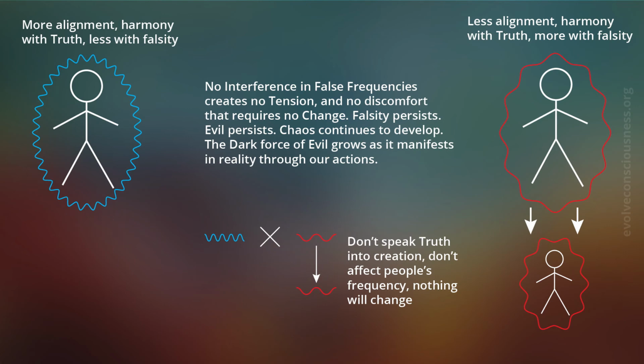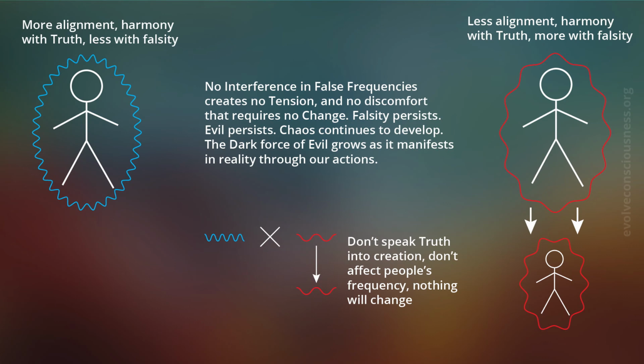So in order for change to happen, there is a necessity for the conflict between truth and falsity that inherently produces cognitive dissonance and the discomfort, the tension, the pressure, the interference, the conflict, the friction. So if you don't speak, none of that's going to happen, and nothing's going to change in another person's consciousness. Because falsity is going to persist. Evil persists. Chaos continues to develop. The dark force of evil grows as it manifests in reality through our actions.